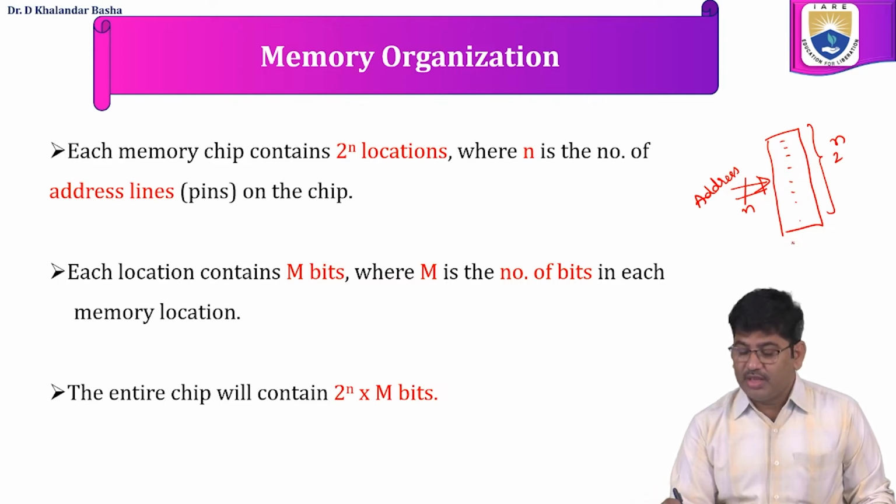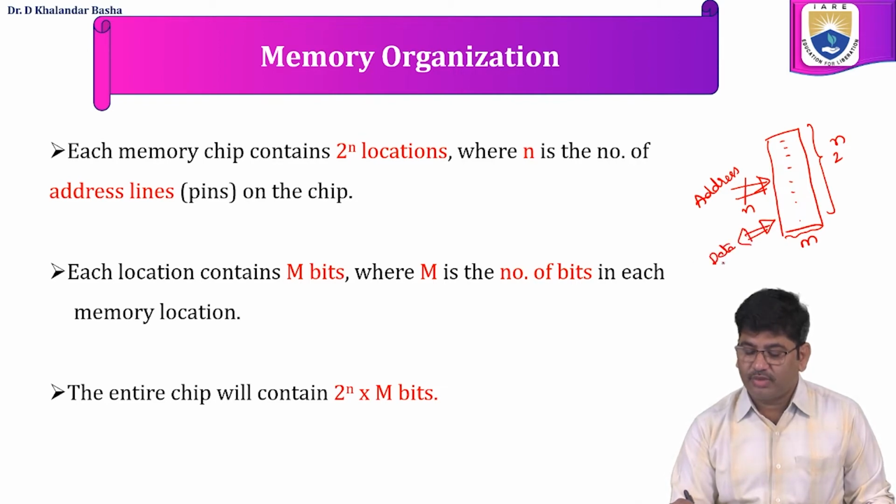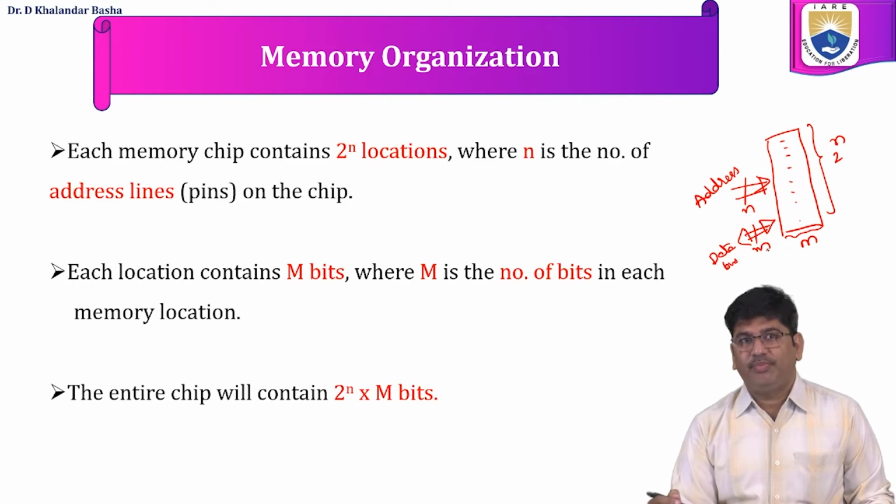Next, each and every memory location consists of m number of bits. This will decide the size of the data bus, with m number of bits. Either the data may be transferred to the memory or retrieved from the memory, that is, read-write operation. So that's why I have kept the data bus as bidirectional.